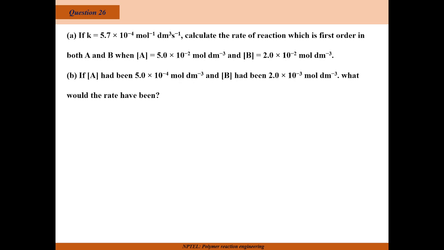So if K is 5.7 into 10 to the power minus 4 mole inverse decimeter cube. Actually, I think that should be decimeter cube second inverse. So K comes in the reciprocal of R, that's why we are getting a unit like that. And calculate the rate of reaction, which is first order in both A and B, where the concentrations of A and B are both given. So this is the first question, and similarly we have a second question.